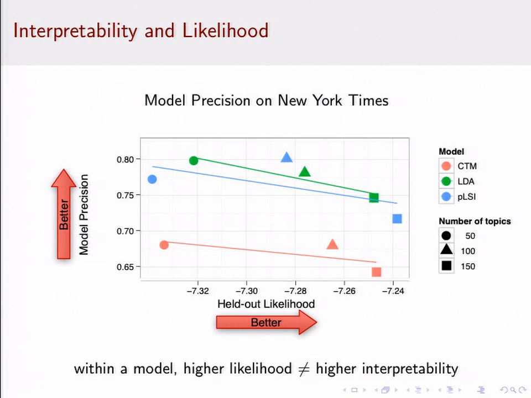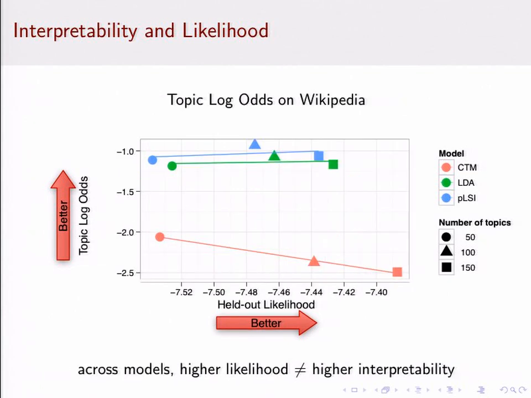And so it does seem that as you increase the number of topics, people like it less and less, even though the likelihood is going up. And the same thing is true if you compare across models. So you want to decide, hey, should I use LDA? Should I use PLSI? Should I use correlated topic model? And here, if you look at the topic log odds, LDA and PLSI are doing pretty well on the topic log odds. People are clicking on low probability topics when you put in a topic intruder.